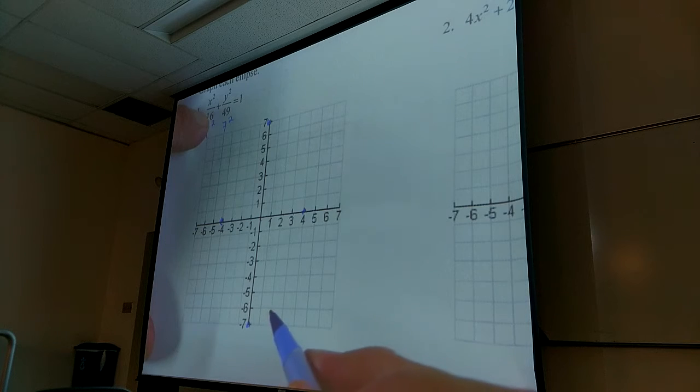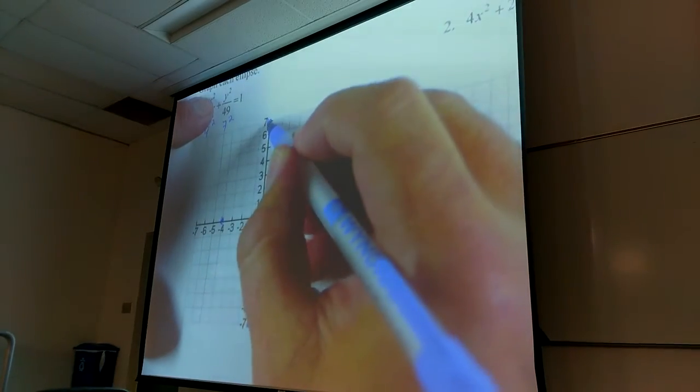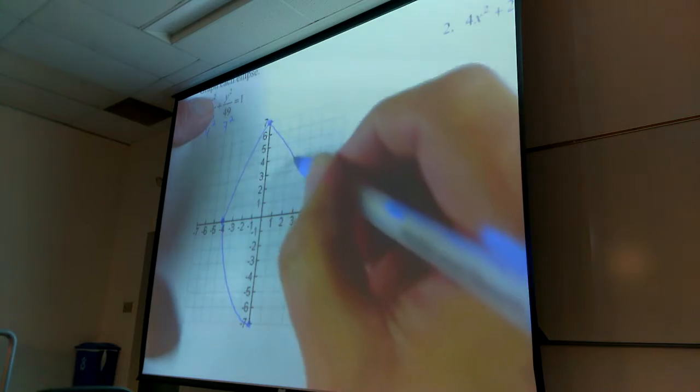And then I'm going to just connect those. And thankfully, all my circles look like ellipses already. So this is Stewie laying down in bed.